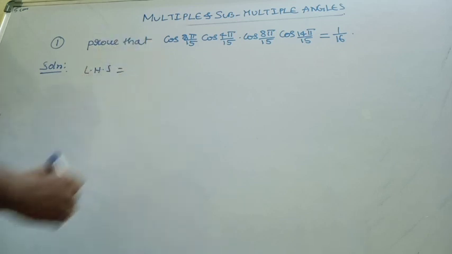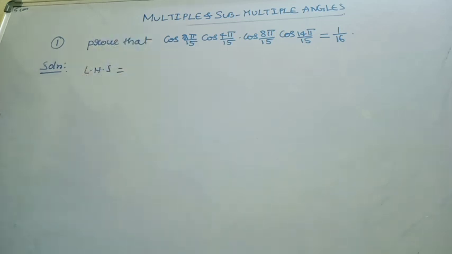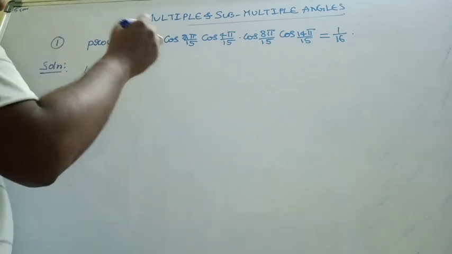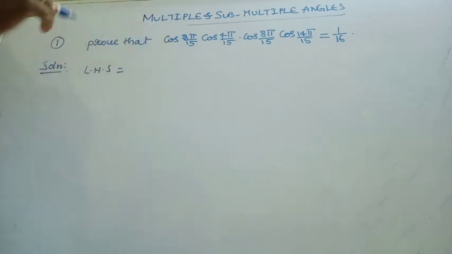Before doing that, as I told you, we are going to apply the formula: cos A cos 2A cos 2²A cos 2³A, and so on up to cos 2^(n-1) A, is equal to sin(2^n A) by 2^n sin A.